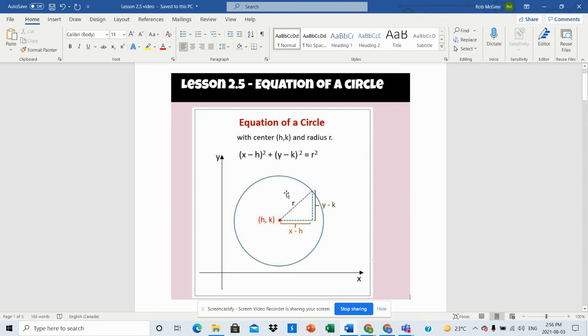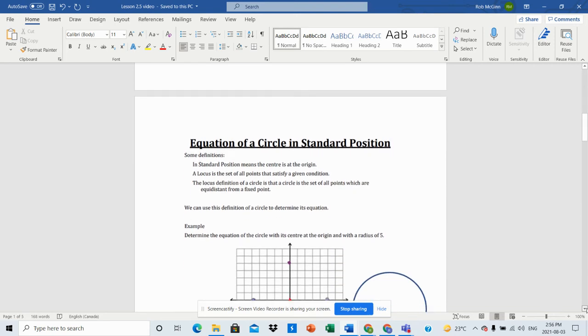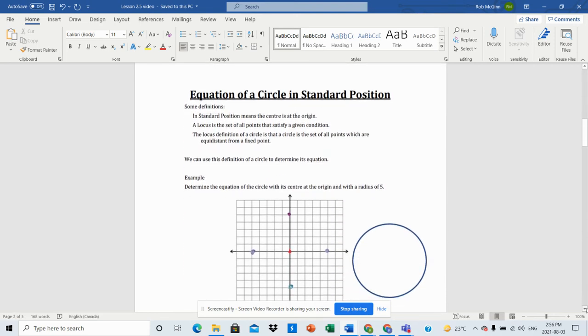As we go through the video, we're going to do the equation of a standard circle with its center at the origin of 0, 0. And then we'll look at this equation briefly. So, the equation of a circle in standard position.